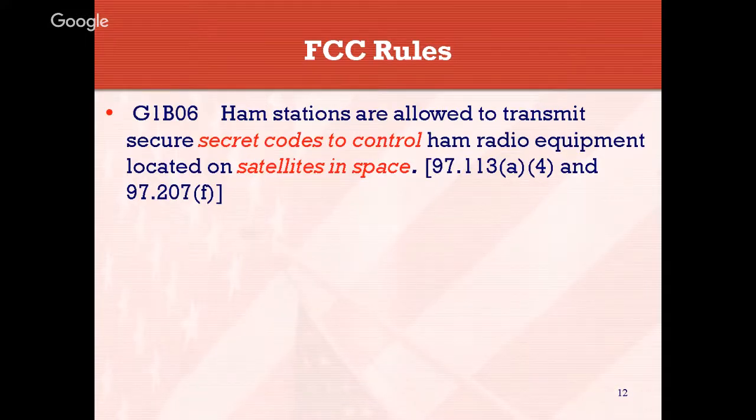The only time that secret codes are allowed to be used is in conjunction with using control signals to control a satellite that's orbiting around the Earth. So other than that, you're not allowed to use it. You're not allowed to encrypt your transmission in any way, except when it involves satellites.